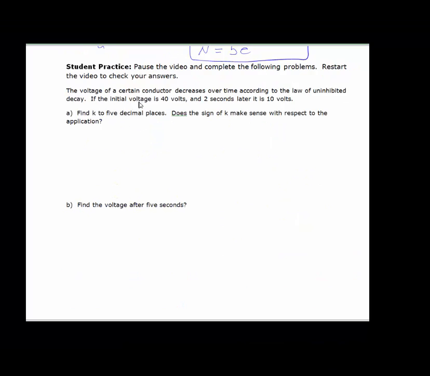Alright, the voltage of a certain conductor decreases over time according to the law of uninhibited decay. If the initial voltage is 40 volts and 2 seconds later it is 10 volts, find k to 5 decimal places, and does the sign of k make sense with respect to the application? So remember, in order to come up with a model to describe a certain scenario, we need to use the given information to find k. So we start off by writing our equation down.